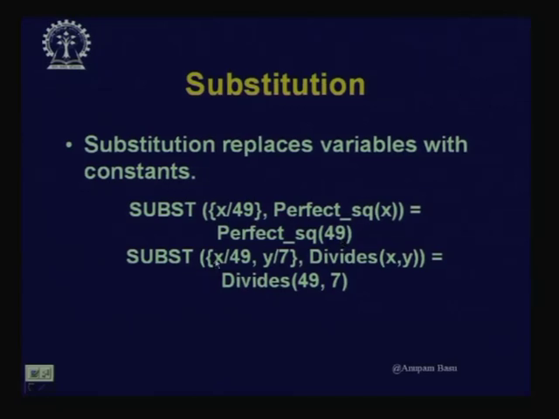Okay. Substitution of x with 49, look at this notation, x is substituted with 49 and y is substituted with 7. Then divides(x, y) with this particular substitution will reduce to divides(49, 7), where 49 replaces x and y is 7. So, 7 divides 49. This is a substitution operator where I have to define a consistent substitution, and then from divides(x, y) I can come to this.